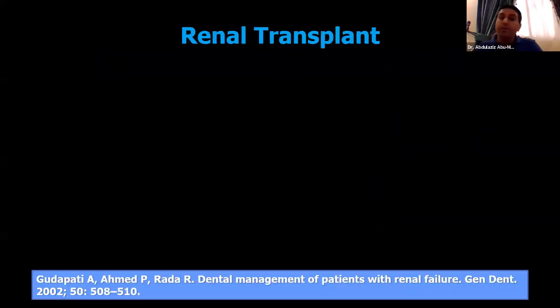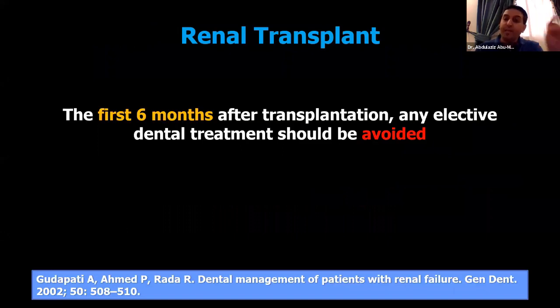Going with the renal transplant, someone who is having a renal transplant, you don't want to touch that patient in the first 6 months. Usually with those patients, before they go for hemodialysis or the renal transplant, they will check up and have all their teeth done by the physician before they go for the operation. So very few times will you have a patient come after or during the renal transplant, and they should be avoided because they are taking immunosuppressive drugs.